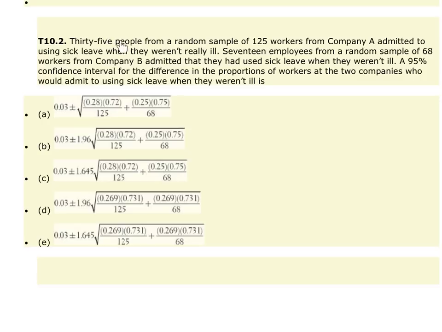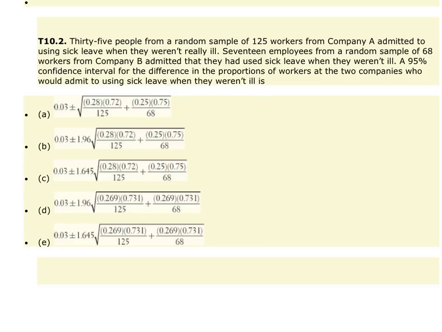Question 2. 35 people from a random sample of 125 workers from Company A admitted to using sick leave when they weren't really sick. 17 employees from a random sample of 68 workers from Company B admitted they had used sick leave when they weren't ill. A 95% confidence interval for the difference in the proportions of workers at the two companies who would admit to sick leave when they weren't ill is which one of these 5?